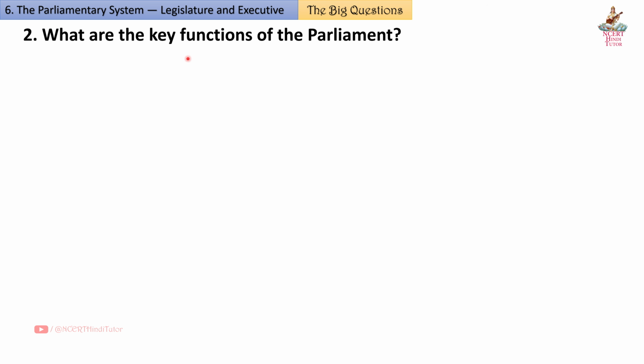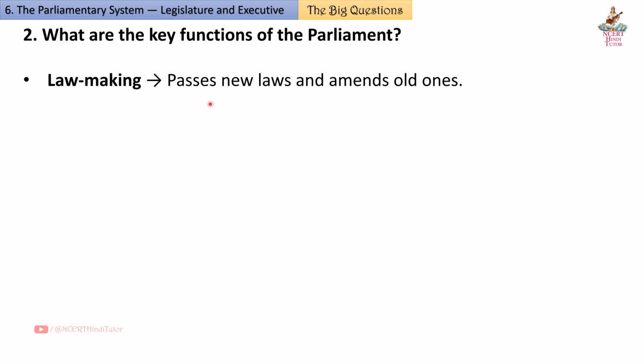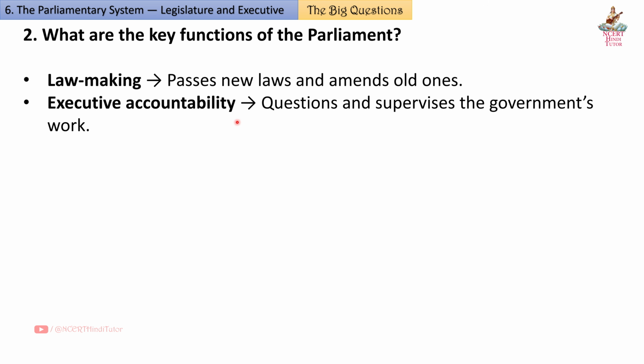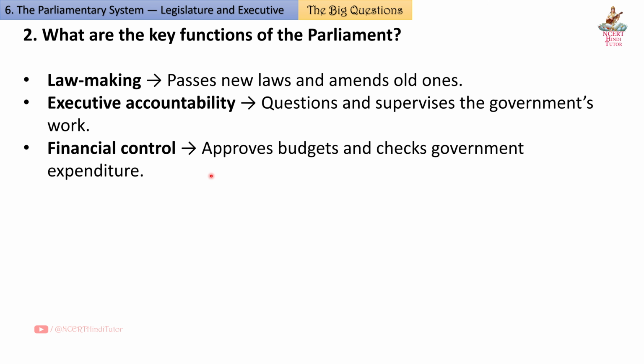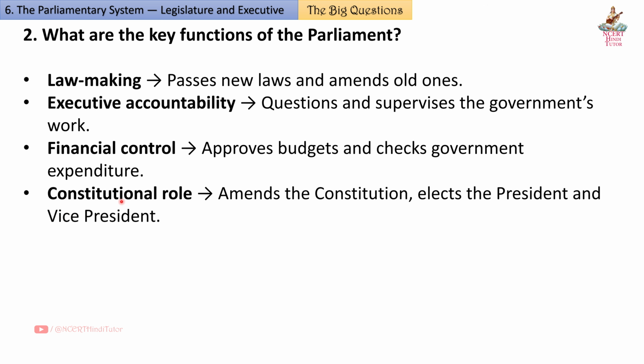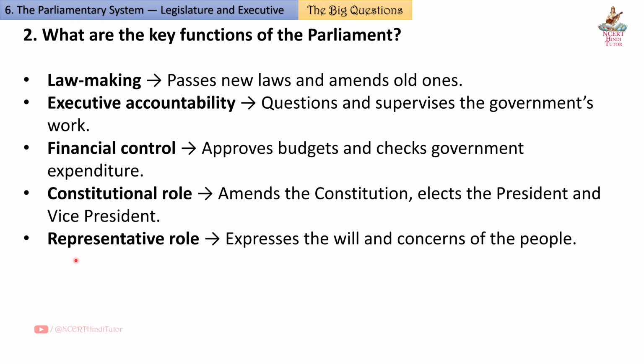Question 2. What are the key functions of the Parliament? Answer. Lawmaking, passes new laws and amends old ones. Executive accountability, questions and supervises the government's work. Financial control, approves budgets and checks government expenditure. Constitutional role, amends the constitution, elects the president and vice president. Representative role, expresses the will and concerns of the people.